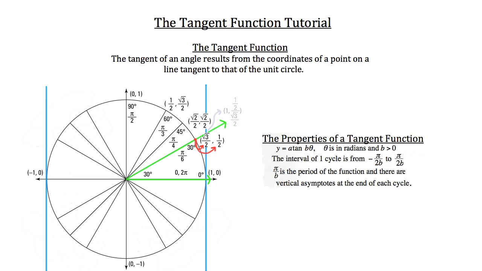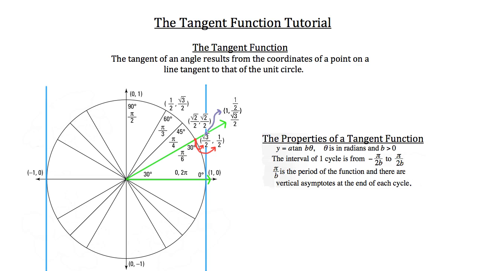Now the tangent is actually this value in purple here, that purple point over on the line right here, that line tangent to the unit circle. So the tangent value that we're looking for isn't even on the unit circle here, it's on the line tangent to that of the unit circle. Now obviously, since that line is tangent to the unit circle, the x value of that tangent point is going to be 1.